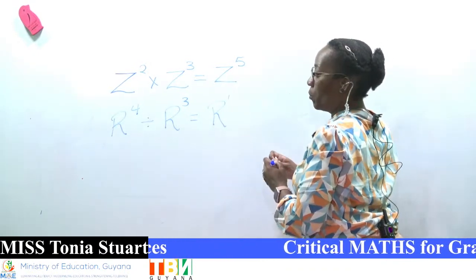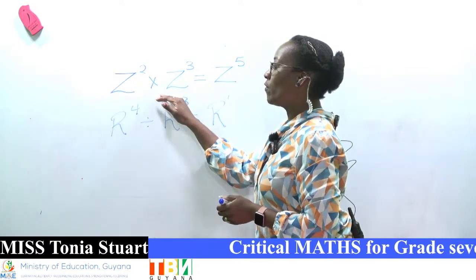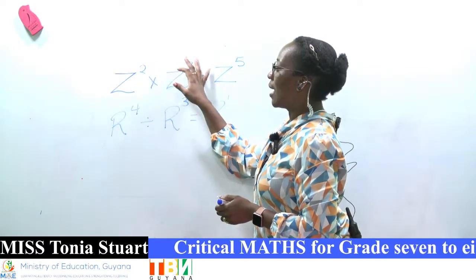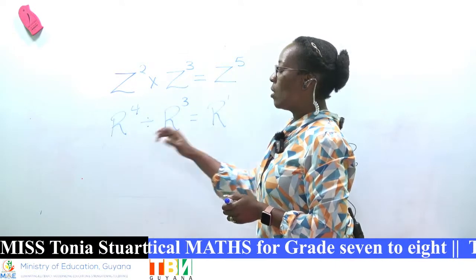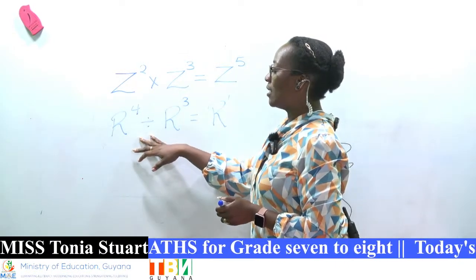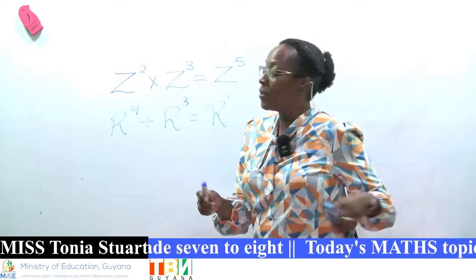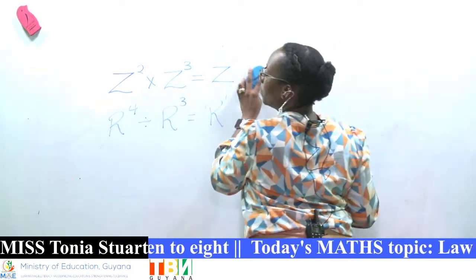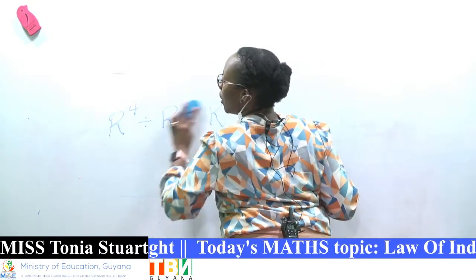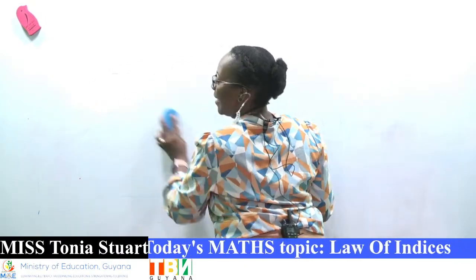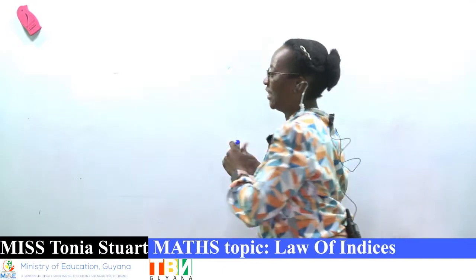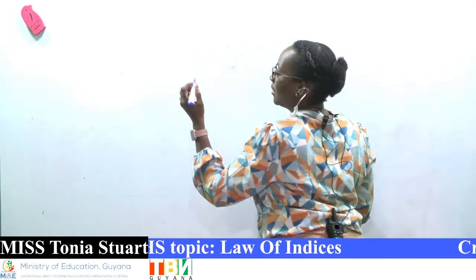Right? So just remember, must look for the same base where you can add the power when you're multiplying, or when you're dividing, same base, you subtract the power. So just to wrap up, I'm going to be giving you a combination.